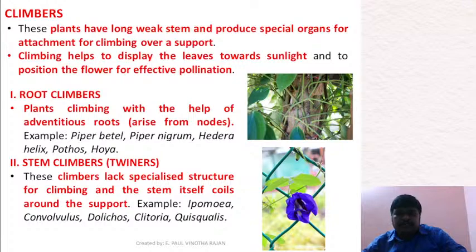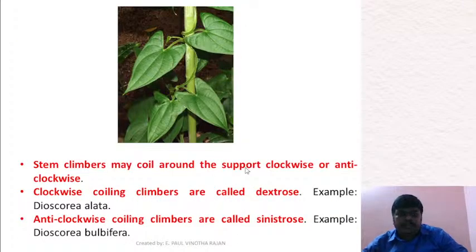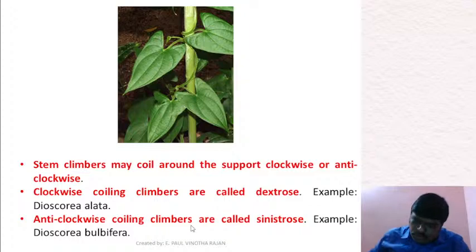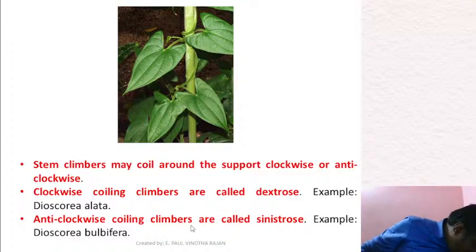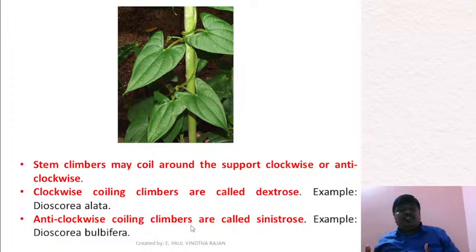The stem climbers, the second type, I am explaining in more detail. In the stem climbers, it depends on which direction it is climbing, clockwise or anti-clockwise. If they are coiling clockwise, it is called dextrose. If they are coiling anti-clockwise, it is called sinistrose. Dextrose and sinistrose. These are the 2 types of climbing.